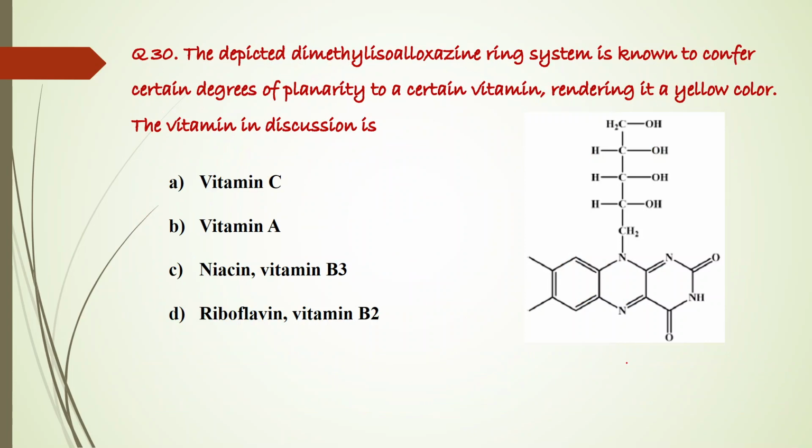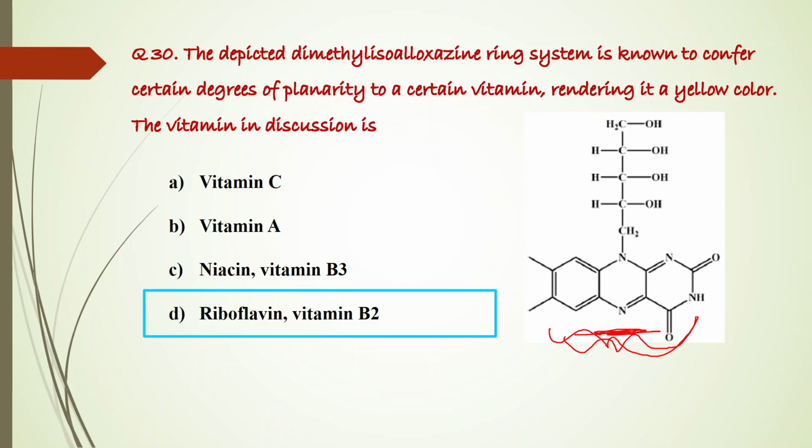Question number 30, it says the depicted dimethyl isoalloxazine ring system is known to confer certain degree of planarity to a certain vitamin, giving it a yellow coloration. The vitamin in discussion is what? Already from this structure you should have identified what we are talking about. So what is this structure? Where have you seen it?